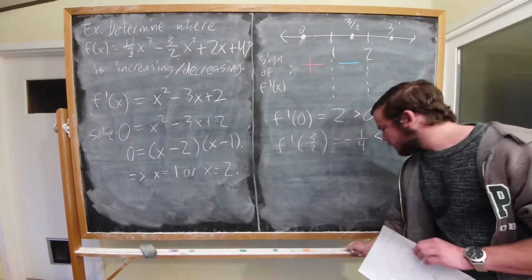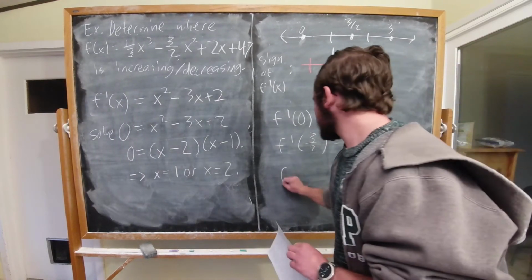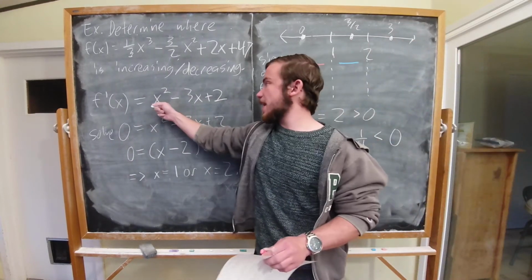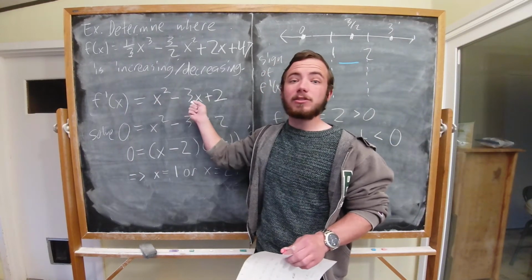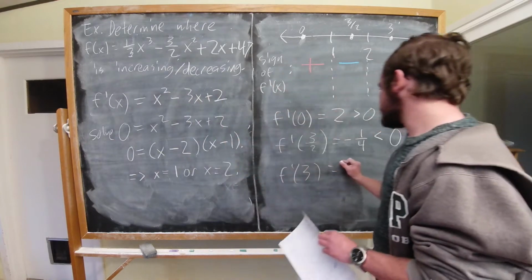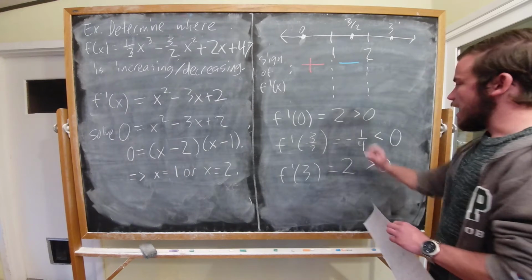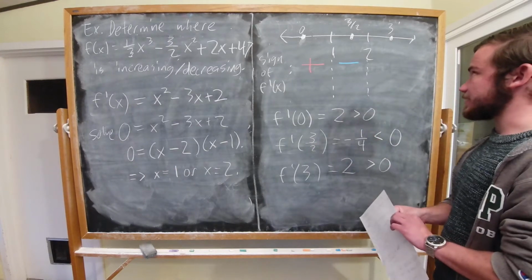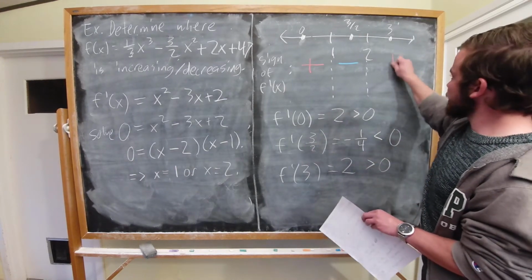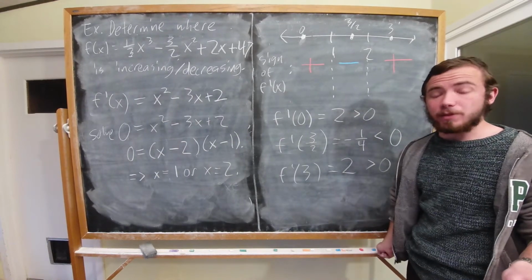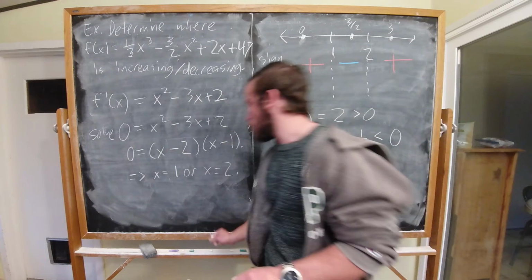All right, let's do the third one. f'(3) is 3 squared, which is 9, minus 3 times 3, which is also 9, so 0, plus 2, which is 2, greater than 0. I didn't choose those to make that happen, but it's kind of nice that it did. Plus. And now we have all the information we need to answer our question.